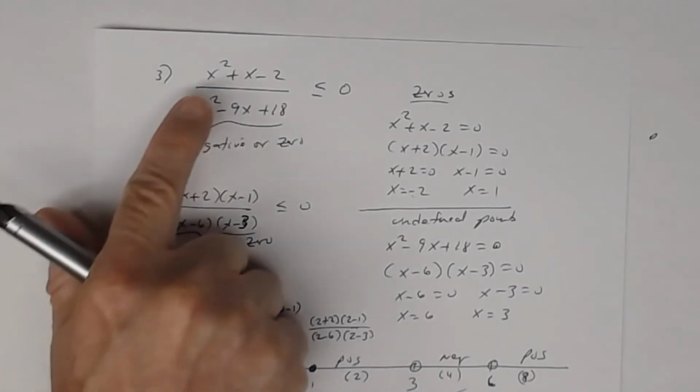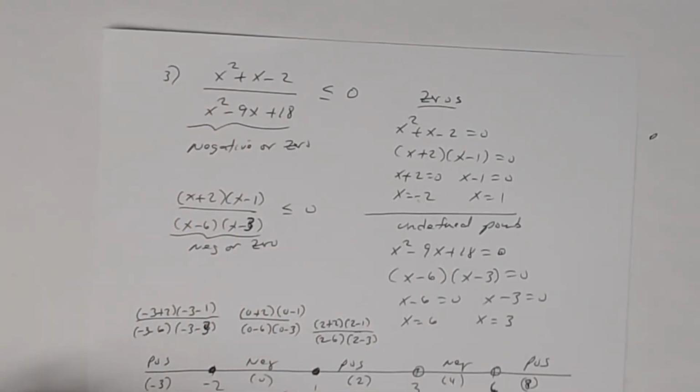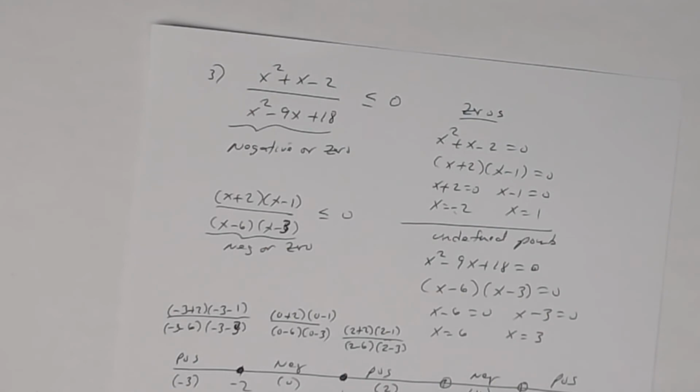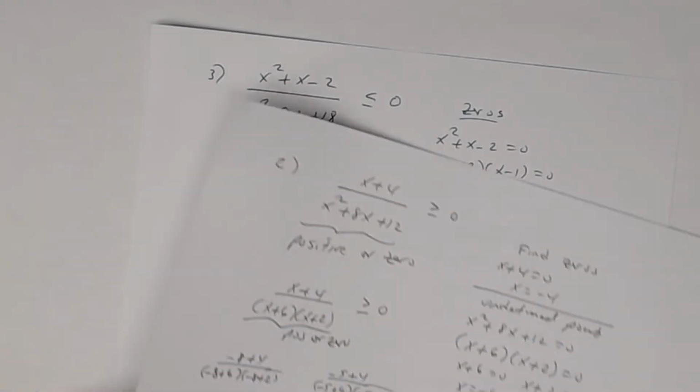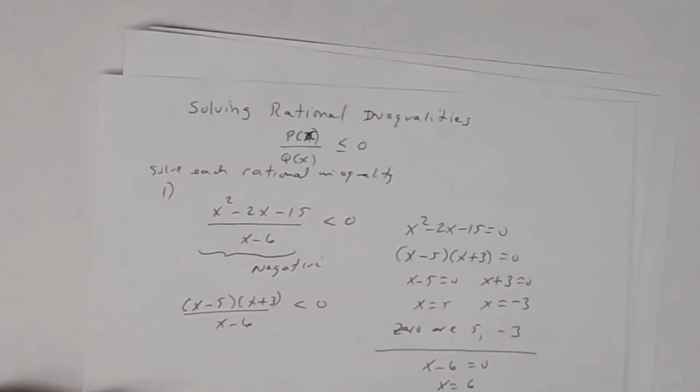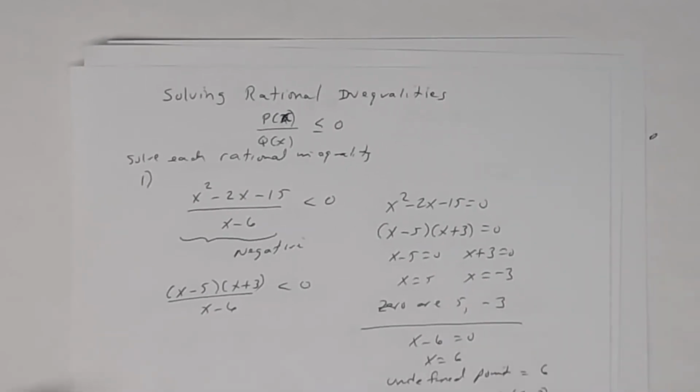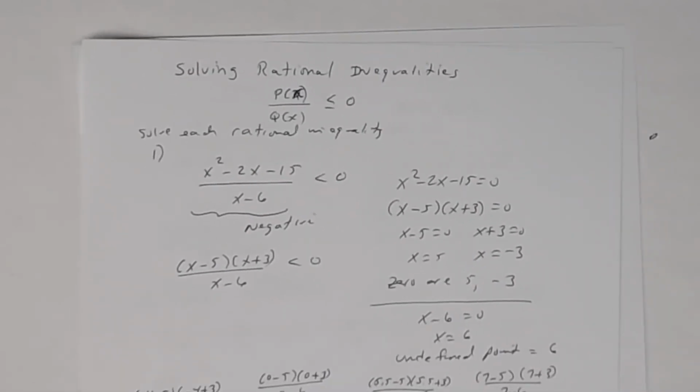Now, these are identical, so you can say either this or this. All right, so that is the 3 problems on part 2 on solving rational inequalities.